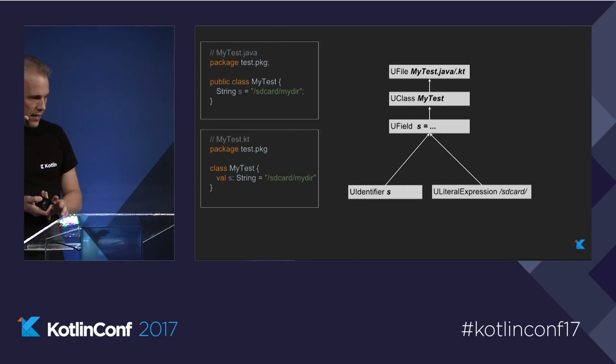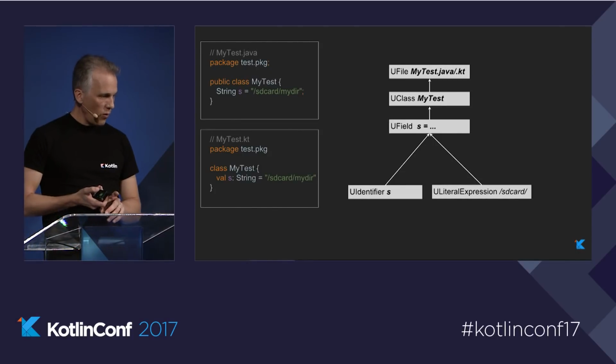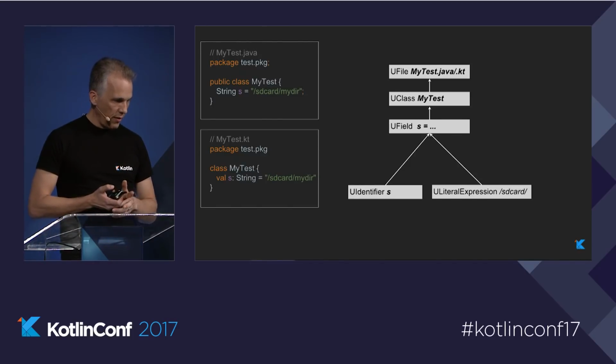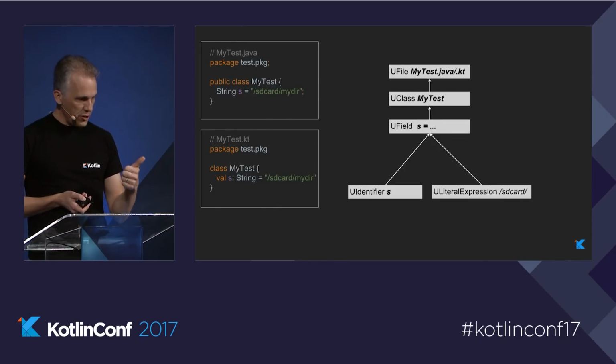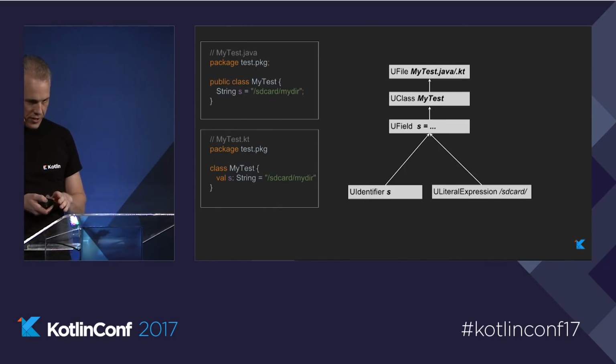So here's a source file that I've implemented twice, both in Java and Kotlin. It's a very simple one. It's a class with a string field. And the tree is on the right. You can see that we have a compilation unit. Then we have a class with a field, and then identifier and literal expression.